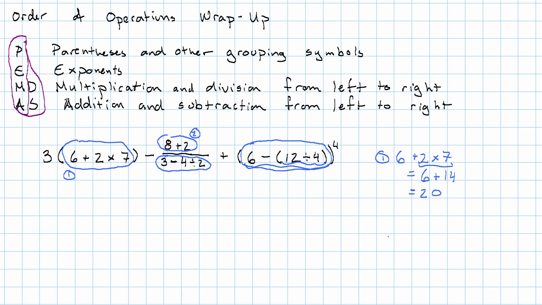My second group, I have 8 plus 2 is 10. That was easy. My third group, I have 3 minus 4 divided by 2. More than one operation here, so I follow the usual order. 4 divided by 2 is 2, and now 3 minus 2, that's 1.